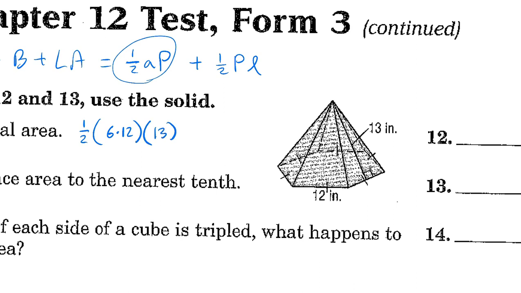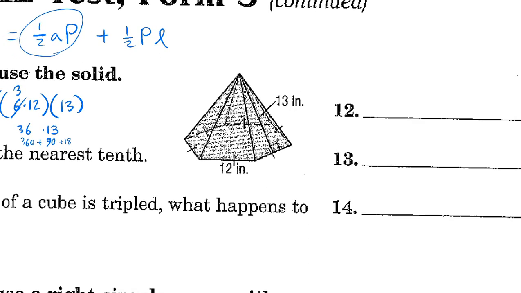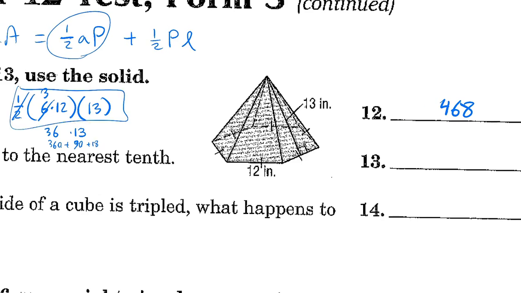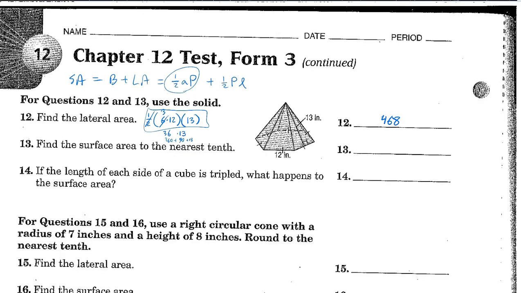So we have 1/2 of 6 is 3. So we have 3 times 12, that's 36 times 13. So that's 360 plus 90 plus 18. So 450, 468 maybe? Okay. Or if I did the arithmetic wrong, it was this right here. All right, and then find the surface area to the nearest tenth.